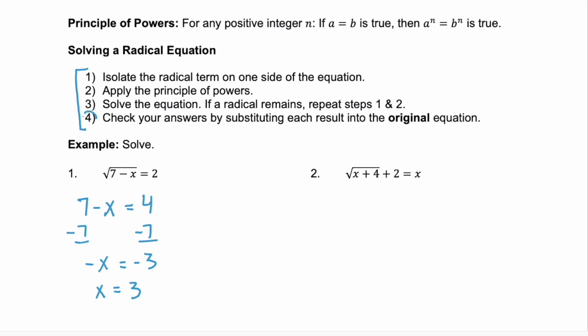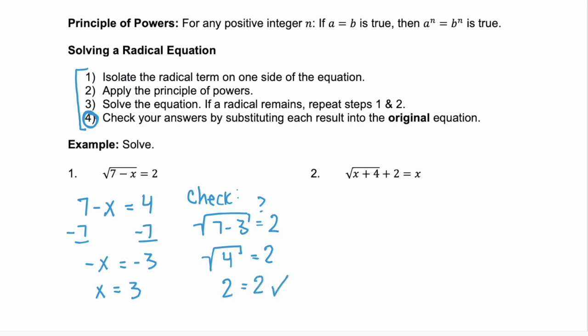Step 4 is to check your answer. Step 4 is very important. So our check here, we're going to take our solution, that x is 3, substitute it back in, and see if that equation is true. 7 minus 3, that's the square root of 4 equals 2. Square root of 4 is 2. 2 equals 2. Check. So our answer, x equals 3, is indeed correct.